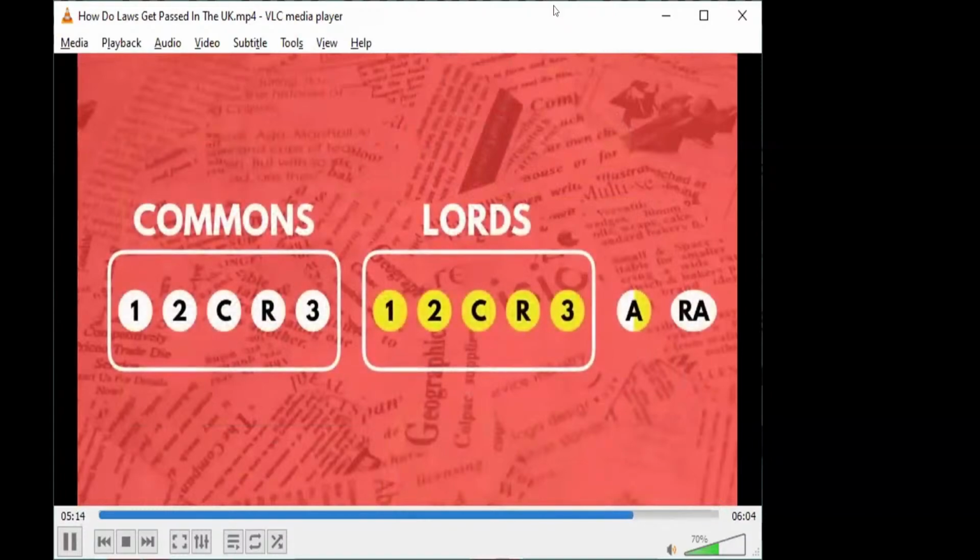So it's clear that both the House of Commons and House of Lords play a vital role in the lengthy process of creating laws in the UK.